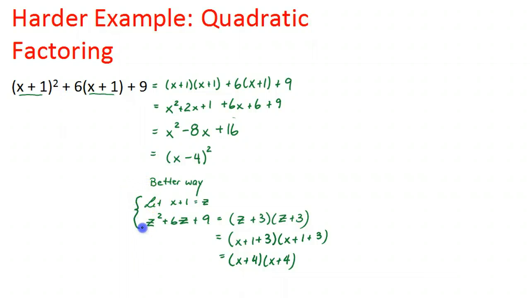This little substitution helps illustrate what we're doing, but often what people will do is write this as x + 1 + 3, x + 1 + 3, which is (x + 4) times (x + 4). And we're done. I hope this helped.